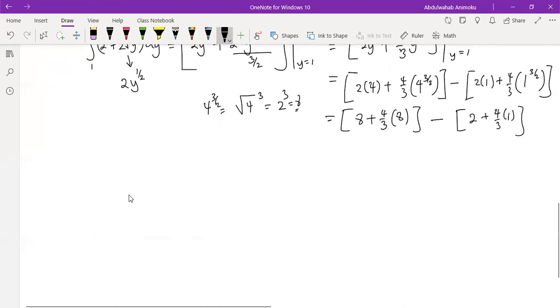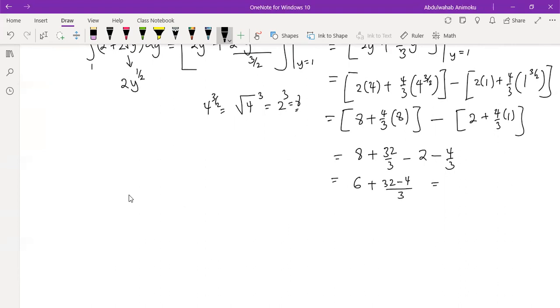Now let's just do this in a few steps. 8 plus 4 times 8 is 32 over 3. Then we have minus 2 minus 4 over 3 when we expand this. Okay, so that gives us 6 plus 32 minus 4 over 3. So which is 6 plus, what do we have? 28 over 3. Right, so if you like, you can simplify this further, so that you have 18 plus 28. So that will give us 46 over 3 as your final answer.